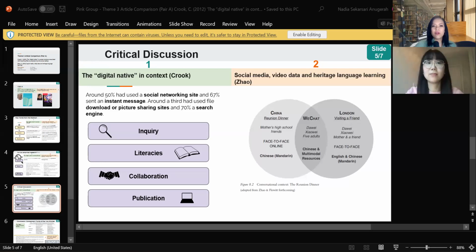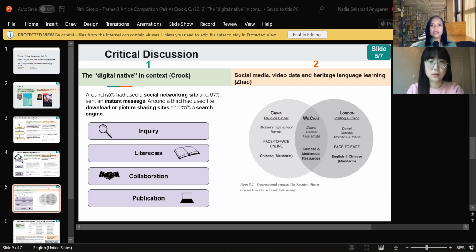So the full analysis of this survey illustrated how such young people can be said to engage with the 4 themes of communicative practice within Web 2.0, where they are pursuing inquiry, exploring new literacies, collaborating, and also publishing to audiences. After the quantitative research, Crook then made a qualitative research, which, after an interview with several students, led him to another conclusion, which we will describe in the next slide. But before that, we will continue to the second article first.